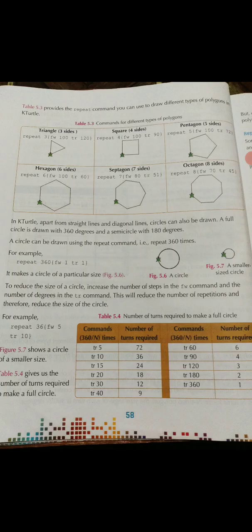To reduce the size of a circle, increase the number of steps in the FW command and the number of degrees in the TR command. This will reduce the number of repetitions and therefore reduce the size of the circle. Now, if you want to make your circle small, if you want to decrease the size of your circle, then what are you going to do? You are going to reduce the numbers. To decrease the size of a circle, you need to reduce the numbers. Clear?